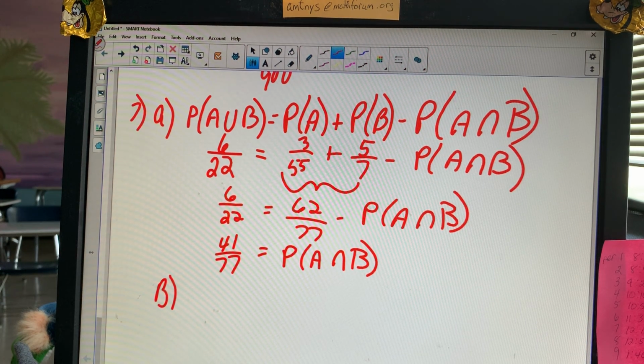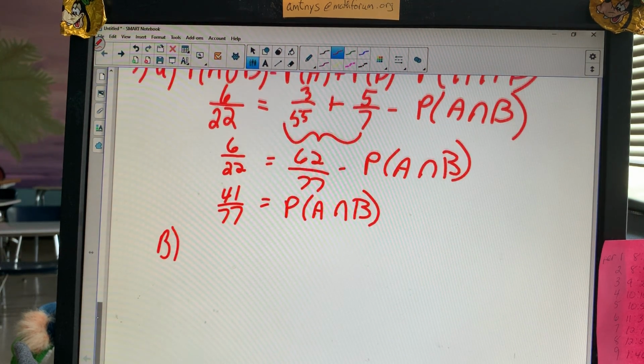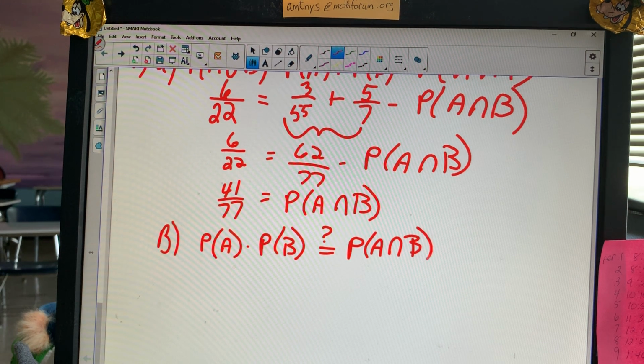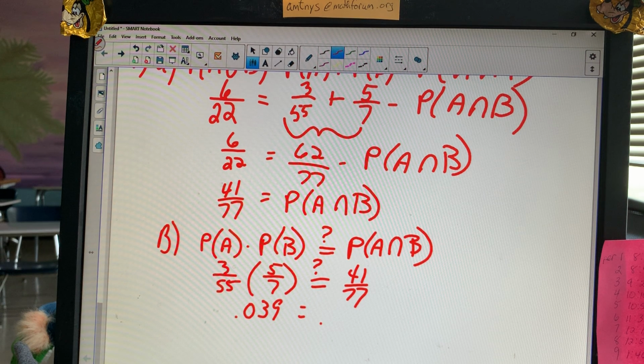Part B says, are they independent? Well, I have to compare two probabilities again. So I'm going to compare the probability of A times the probability of B. Does that equal the probability of A and B, which I just found? So the probability of A is 3 over 55. Probability of B is 5 over 7. Is that equal to 41 over 77? If we change it to decimals, it's easier to compare. And we see that they are not equal, so they are not independent.